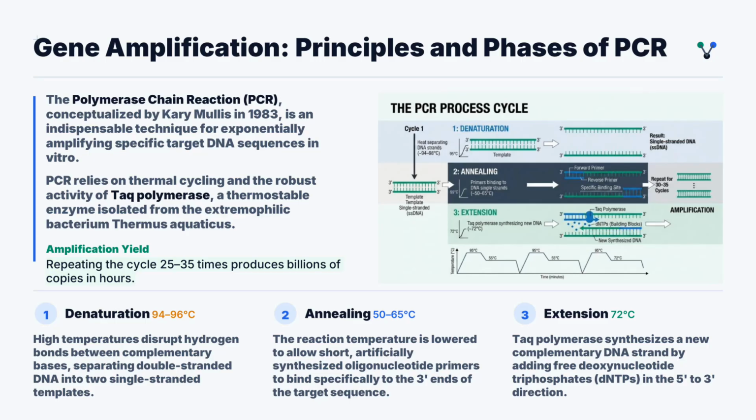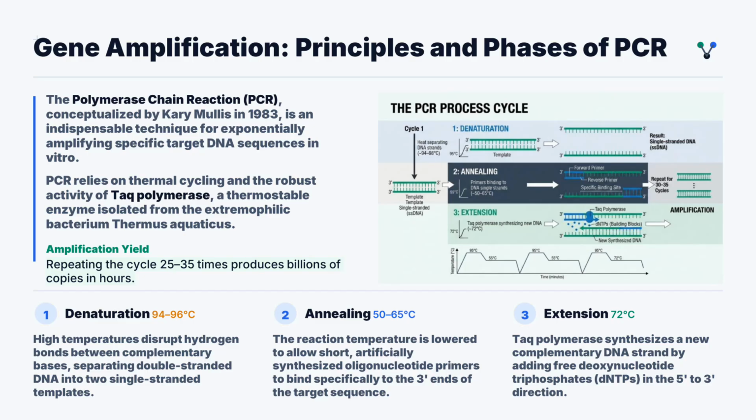Once target DNA is isolated, the polymerase chain reaction, conceptualized by Kary Mullis in 1983, enables exponential in vitro amplification of specific sequences. PCR relies on automated thermal cycling powered by Taq polymerase, a specialized thermostable enzyme isolated from the extremophile Thermus aquaticus. Each cycle proceeds through three distinct phases.